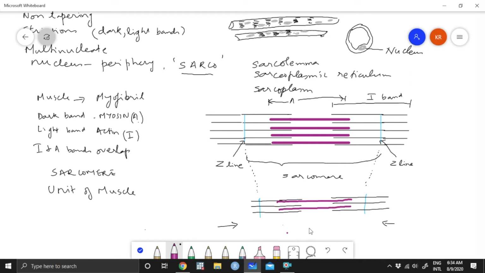The length of the A band is remaining constant. Length of the A band. So here contracted muscle and this is a normal relaxed muscle. So see, what has happened is that it seems that the I band or the light bands have slid into the A band. Therefore, the length of this remains constant.